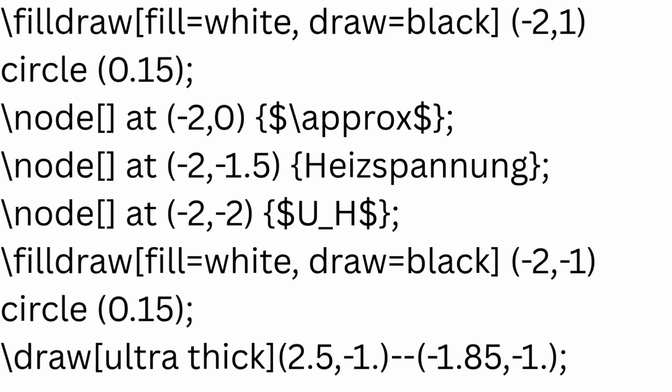Voltage supply and symbol. On the left, we simulate an AC power supply, labeled U_H, which defines this as the voltage source for heating the cathode. A line connects it into the system.